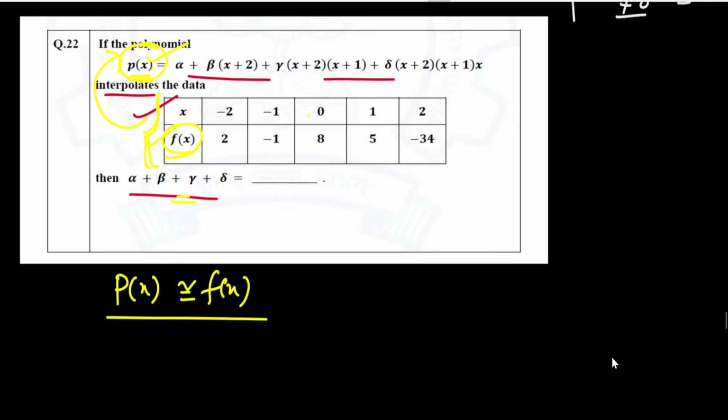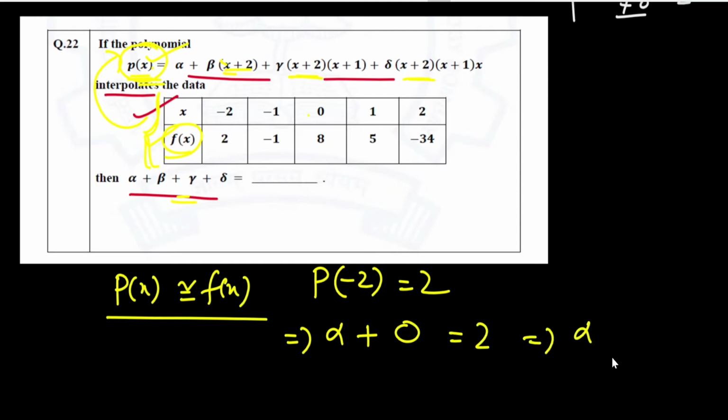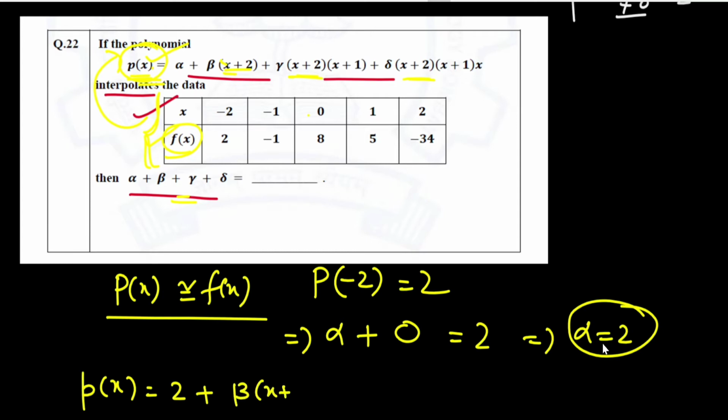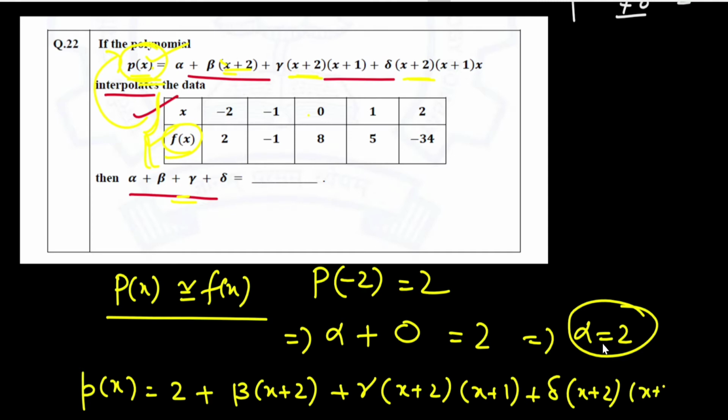So here it is given. Now first we put p at minus 2 equal to 2. Here it is p x, so p at minus 2 equal to 2 gives alpha plus beta, put minus 2 here, so this gives 0. This also gives 0 since x plus 2 is present here. So alpha plus all 0 equal to 2, so this simply gives alpha equal to 2 here. Now put the value of alpha, the p x is equal to 2 plus beta into x plus 2 plus gamma into x plus 2, x plus 1 plus delta into x plus 2, x plus 1 and x.